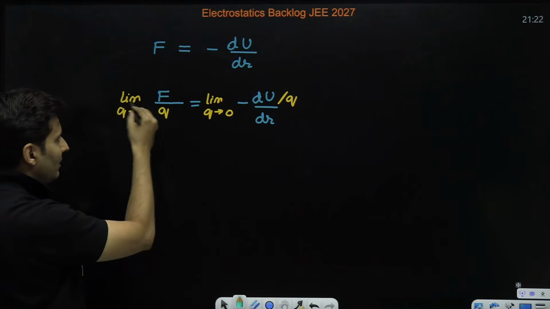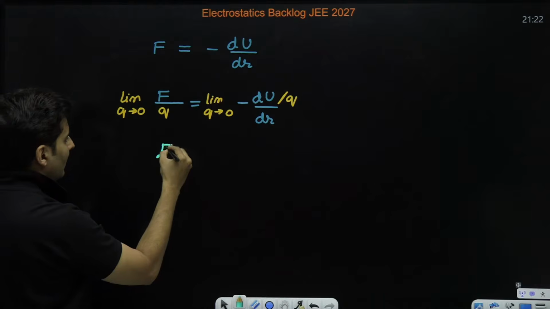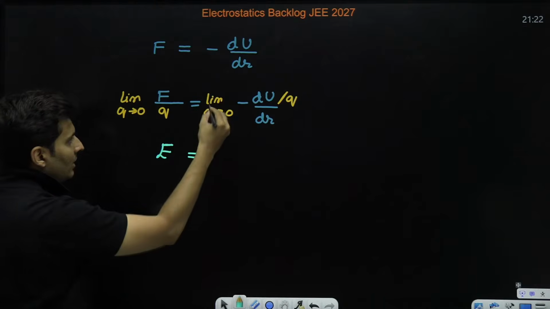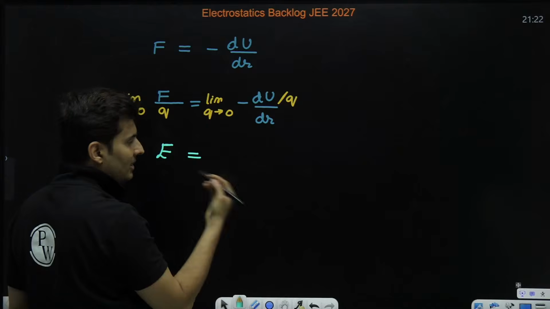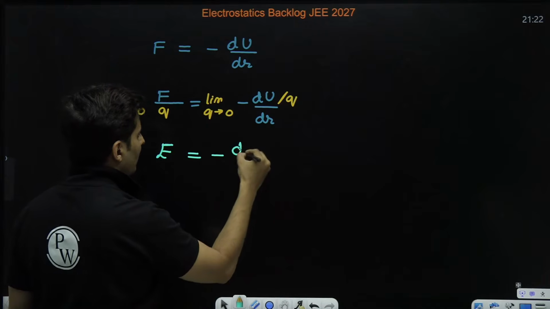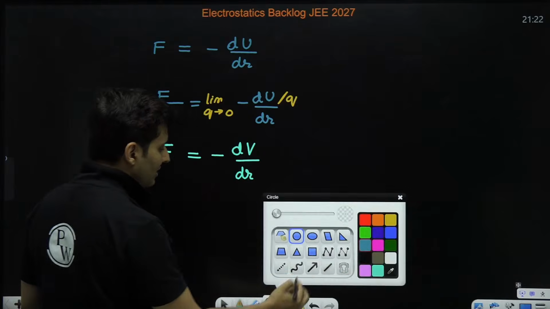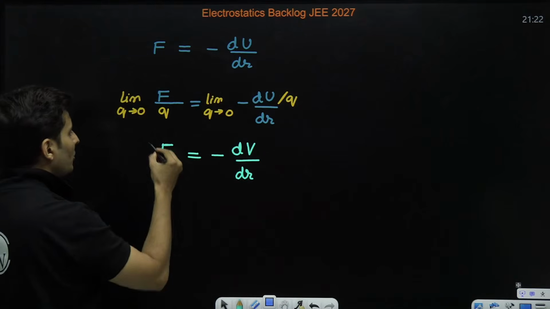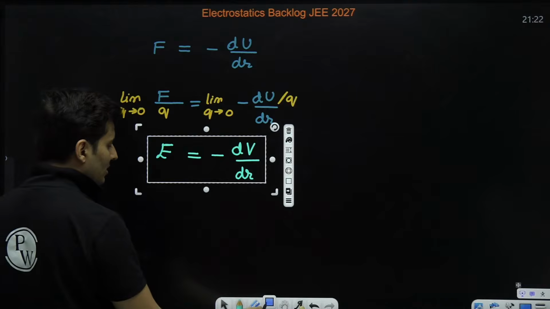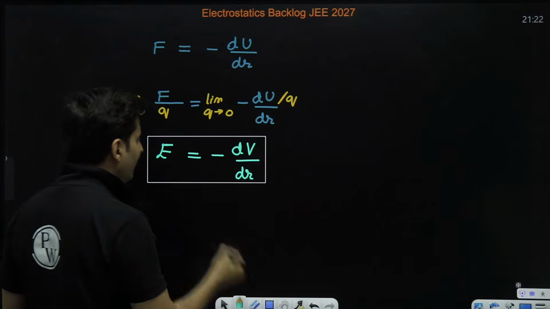Force per charge, very small, is nothing but electric field. I realize energy per unit charge is nothing but potential. So this will become minus dV, and this dr will remain as it is. So this is also true if this is true. So this becomes my new relationship between field and potential.